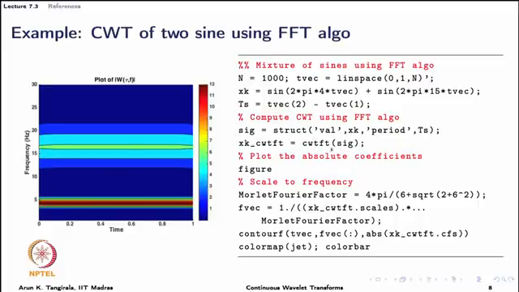The routine that implements the FFT algorithm is CWTFT, one word. As part of the syntax, you generate a structure variable which contains the signal as well as the sampling interval. Earlier we gave the time vector, but now we are giving the sampling interval. You could of course pass the signal itself directly to CWTFT, in which case it will assume that the sampling interval is 1. That is the only difference.